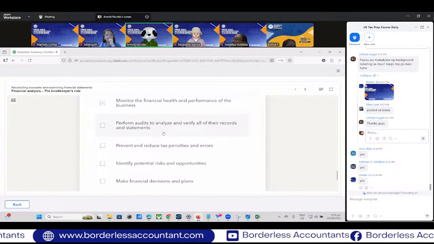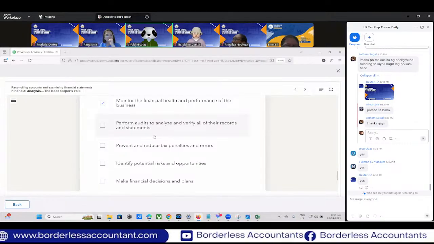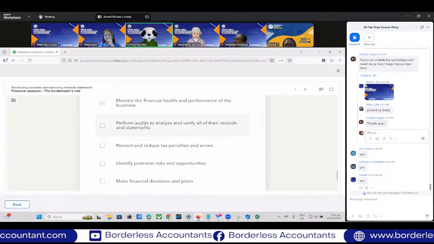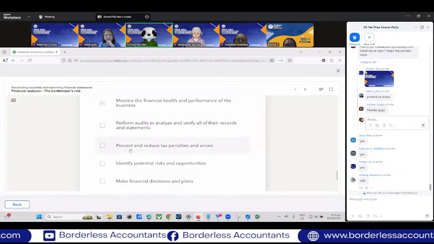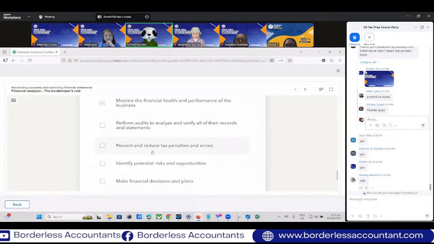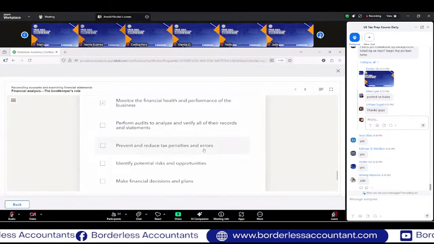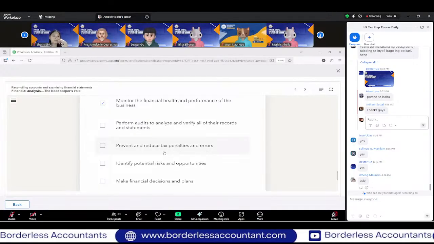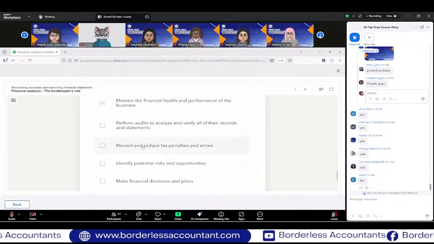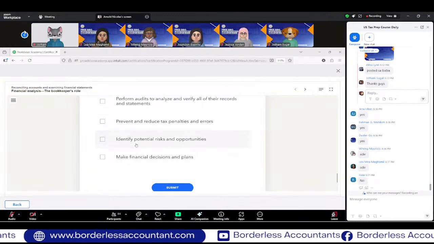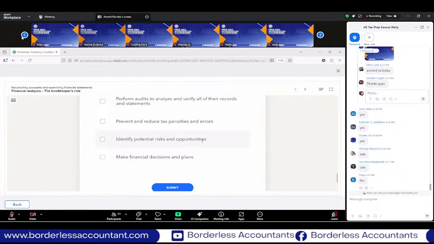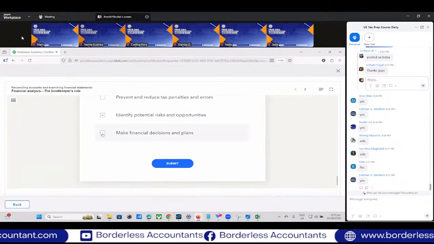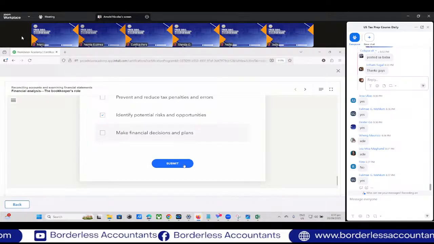Who would you like to answer? This one is a no. Audits, I think, is mainly for auditors. So that's a no. Next option is prevent and reduce tax penalties and errors. No, we don't do that using FA. Next is identify potential risks and opportunities. Yes, this is possible with FA. And then, of course, make financial decisions and plans. We submit.